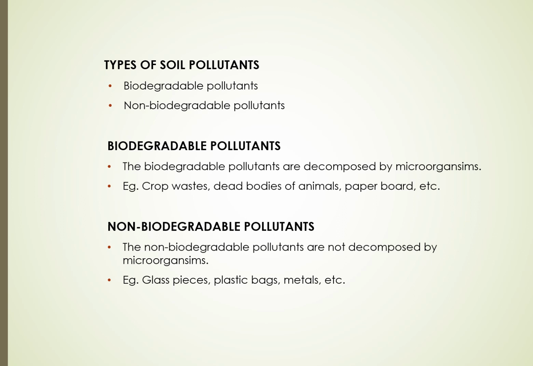Types of soil pollutants: biodegradable pollutants and non-biodegradable pollutants. Biodegradable pollutants are decomposed by microorganisms. Examples of biodegradable pollutants are crop waste, dead bodies of animals, and paperboard, etc. Non-biodegradable pollutants are not decomposed by microorganisms. Examples: glass pieces, plastic bags, and metals.